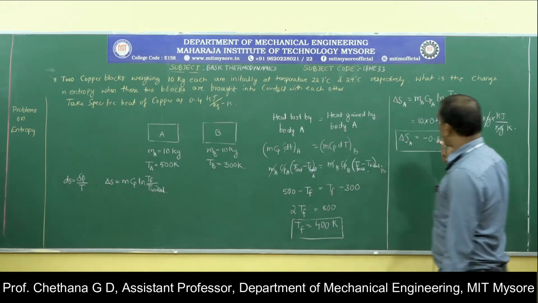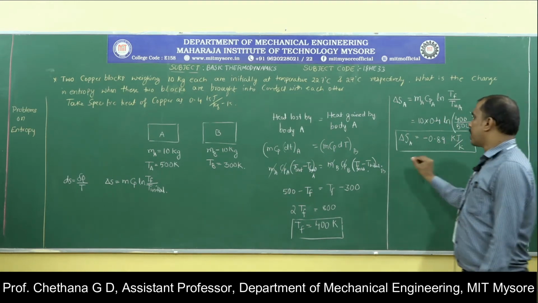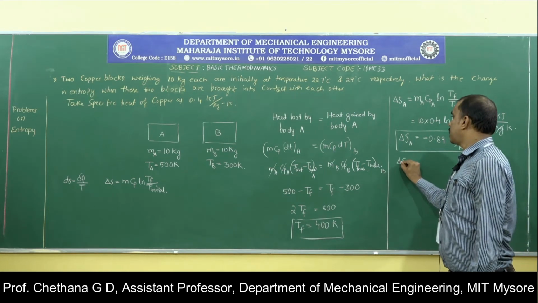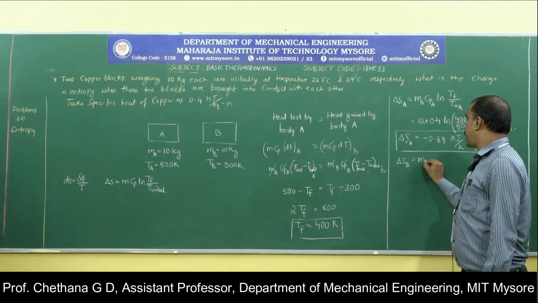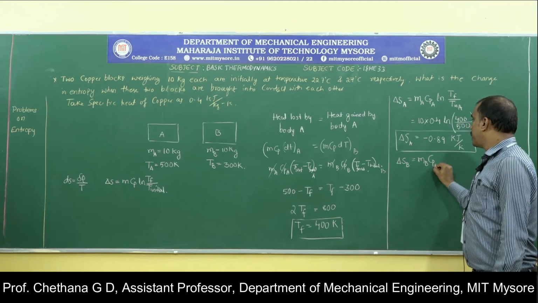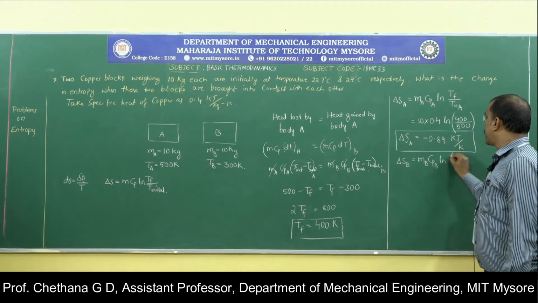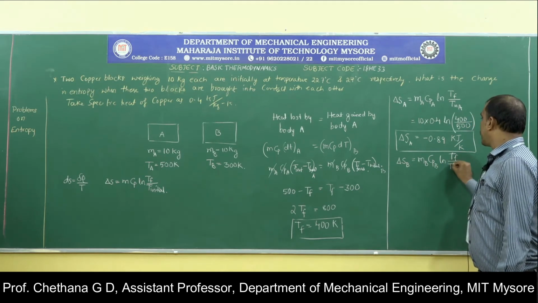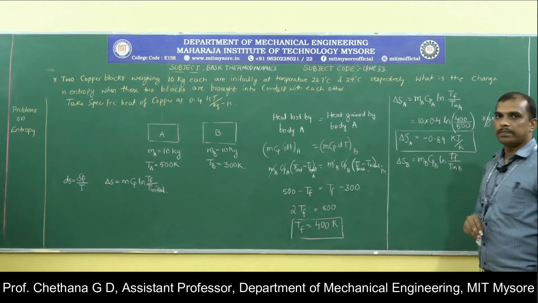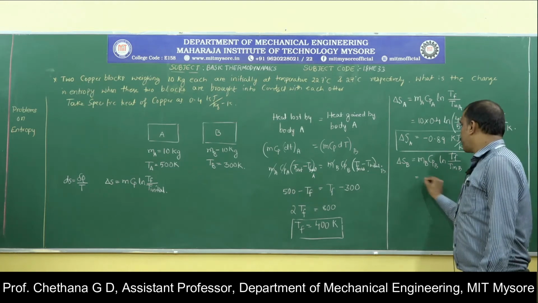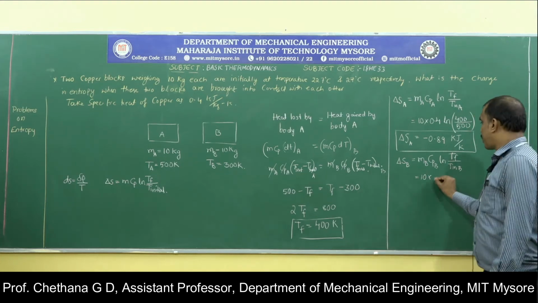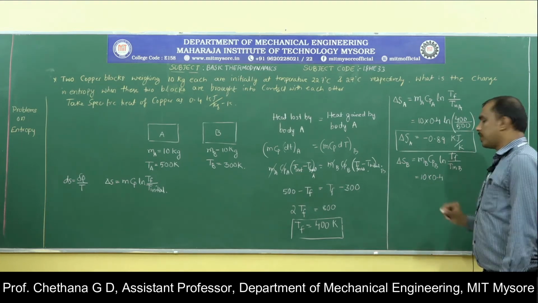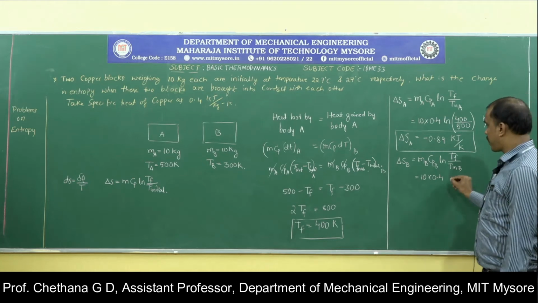So this has to be negative, so keep that in mind. Now go for change in entropy of body B. Same equation: mass of B, Cp of B, ln of T final by T initial of body B. That will be equal to mass of B is also 10 kg, Cp of B is also 0.4 because both are made up of copper.